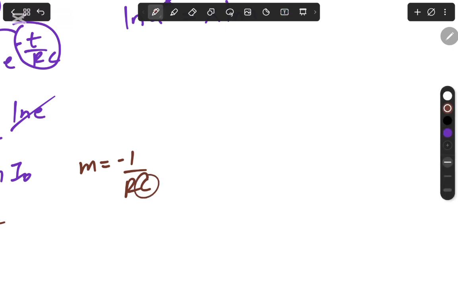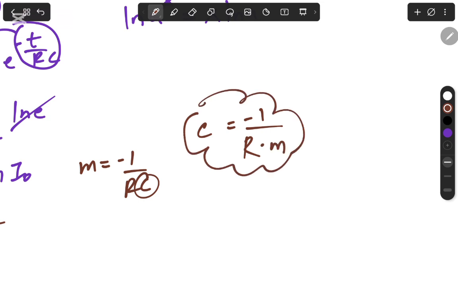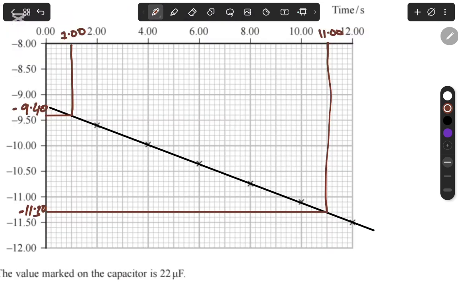We want to find out the capacitance. So I can write this as C equals minus 1 over the resistance of the circuit times the gradient. And then I'll compare that capacitance value to the value they've given me in the question. So here I have taken 2 points on the graph. So minus 9.4 and 1. And then we've also taken minus 11.3 here and then 11 here.